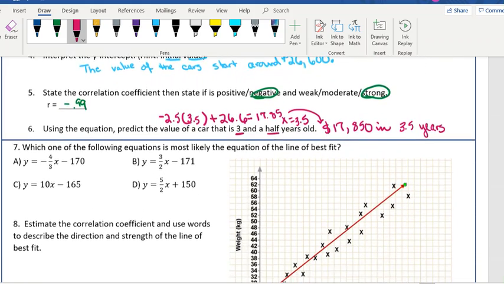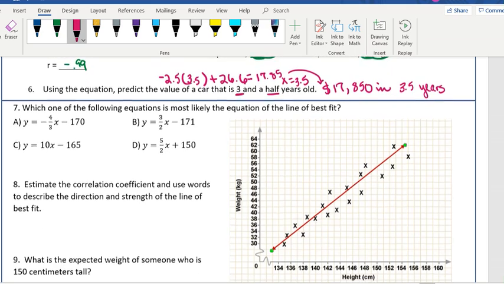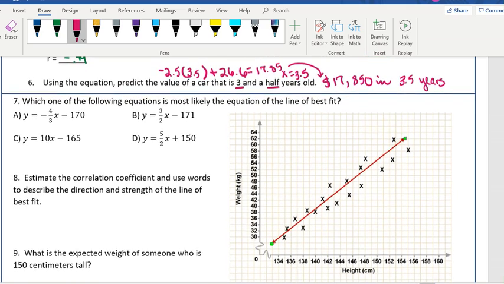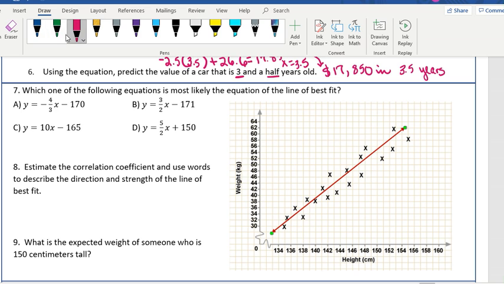Which one of the following equations is most likely the equation, the line of best fit? Okay, this question's a little different than the other questions. So when I look at this, I'm going to look at the fact that this is positive. So the first thing I want to note is that my slope is a positive number. The next thing I'm going to notice is that if it starts here and the next place it hits, it looks like it's in the same place here. It may have hit before. I'll find out.